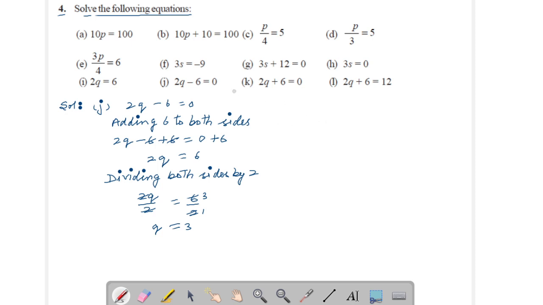Now come to K part. 2q plus 6 equal to 0. Here remove 6 from the left hand side. We remove this by subtracting 6 from both sides. So subtracting 6 from both sides.